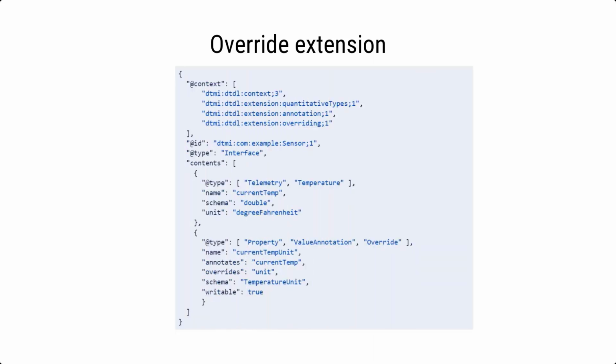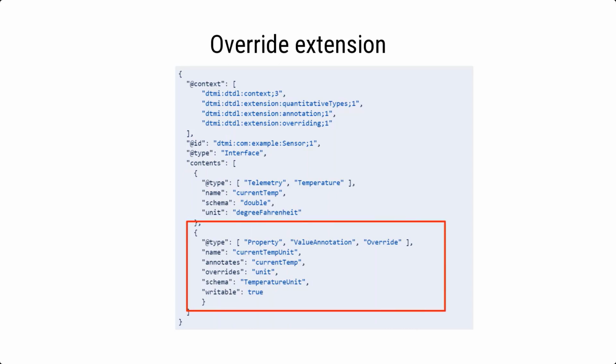Lastly, we have an override extension that can be used to override a property in a DTDL model with an instance value. It's used in combination with annotation extension. Here is an example of an interface of a digital model where the units of temperature telemetry element are overridden.